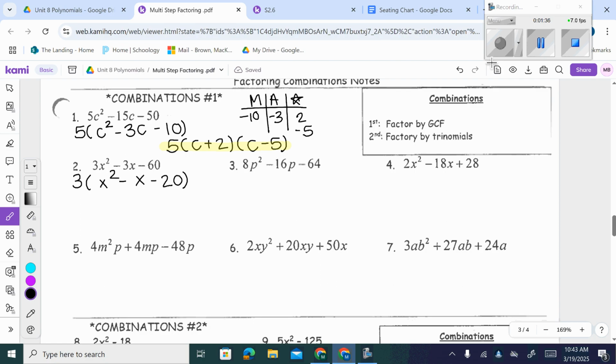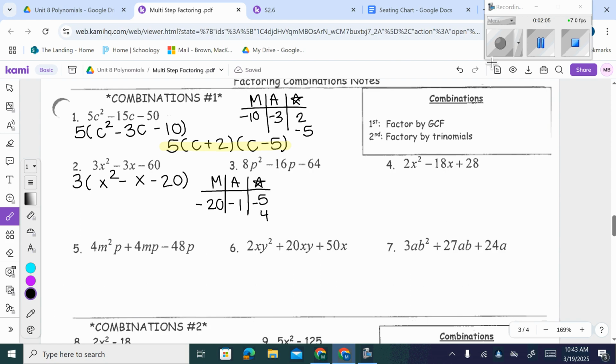How many terms are in parentheses? 3. What do you check with 3 terms? Magic number, good. All right, what are we multiplying to? Negative 20. What are we adding to? Negative 1. What multiplies to negative 20 and adds to negative 1? 5 and 4, good. Which one needs to be negative? 5. Okay, because I want that 1 to be negative.